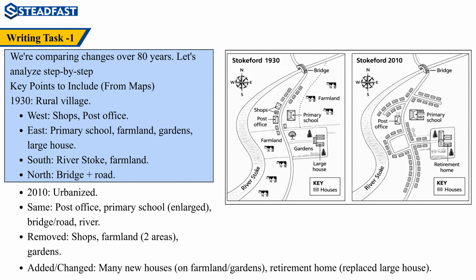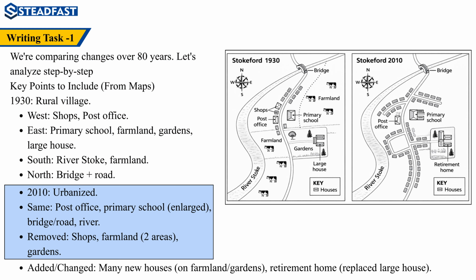Here we are comparing the changes over 80 years. Let's analyze step by step. Key points to be included. In 1930, it's a rural village. In the west, shops and post office. On the east side we have a primary school, farmland, garden and a large house. In the south we have the river Stoke and farmland. In the north we have a bridge plus road.